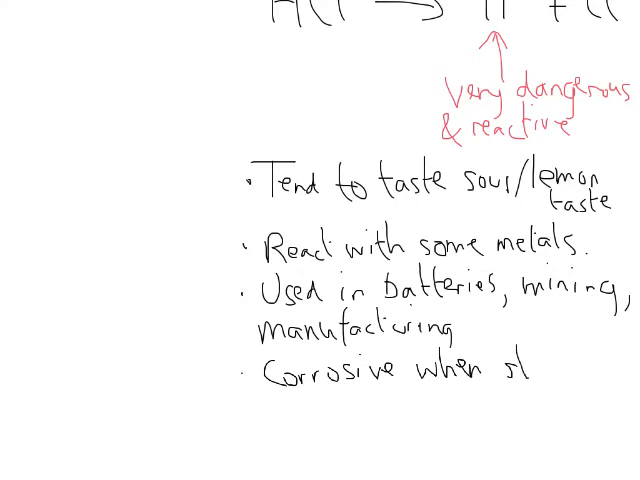A strong acid is an acid which splits up fully into H plus ions, and a concentrated acid is an acid that's got lots of these acid molecules floating around. So when it's strong and concentrated, it's dangerous.